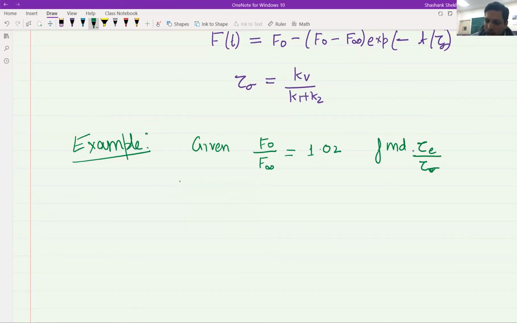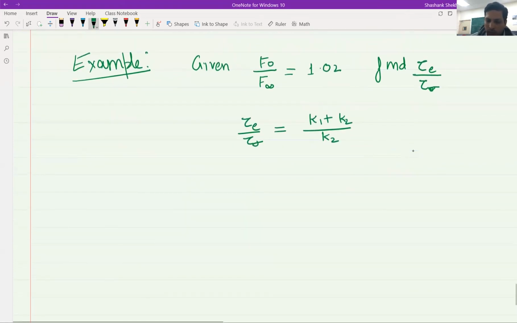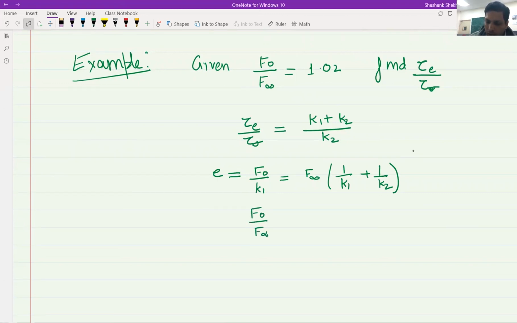Now, if you go back and look at the relation, you would see that tau E by tau sigma will come out to K1 plus K2 by K2. And you would also find that E is equal to F0 by K1. So this is the initial force, and the total strain is constant, so F0 by F infinity is equal to K1 plus K2 by K2, which means it is the same as tau E by tau sigma, which is equal to 1.02.